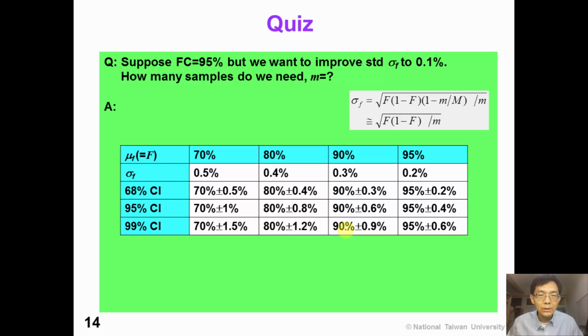Now, let's work on the previous example. Suppose the fault coverage is 95%, but now we want to increase our standard deviation sigma F to 0.1%. In this case, how many samples do we need? So what's the value of small m? Please pause the video and do the calculation.